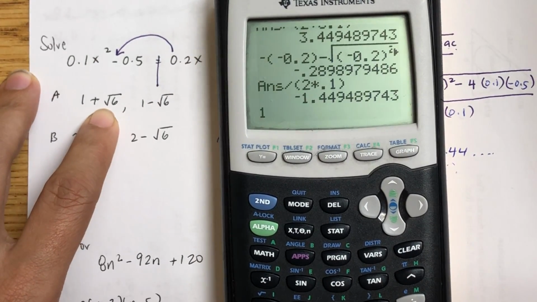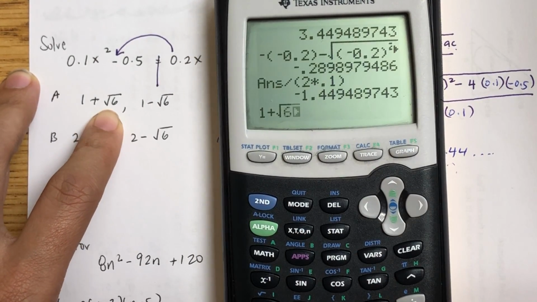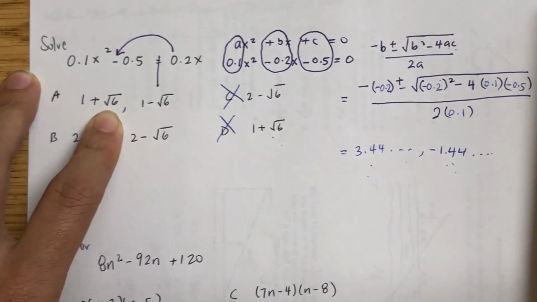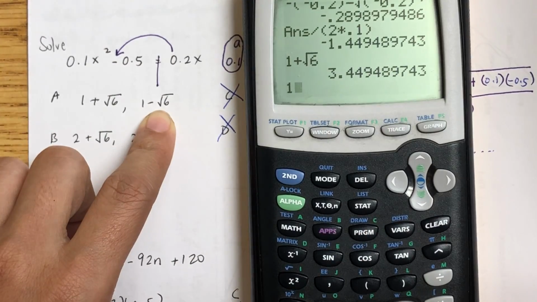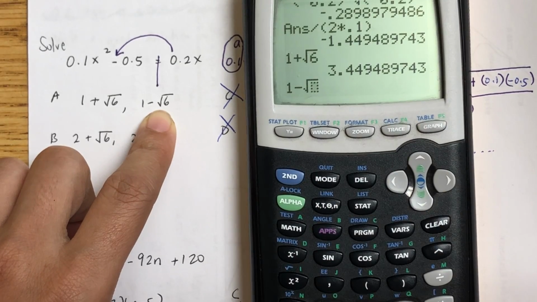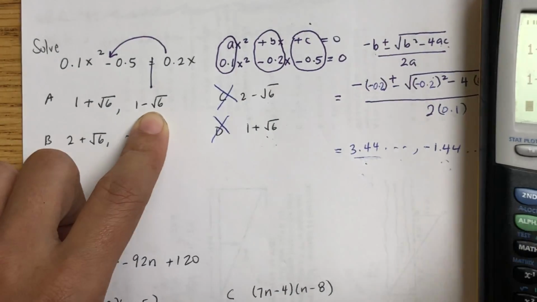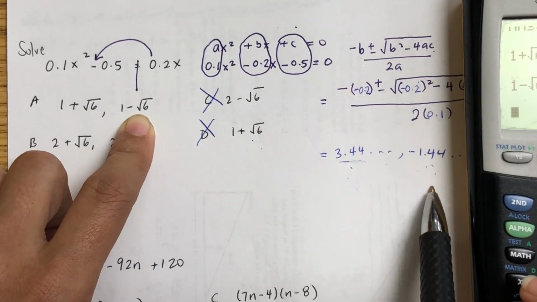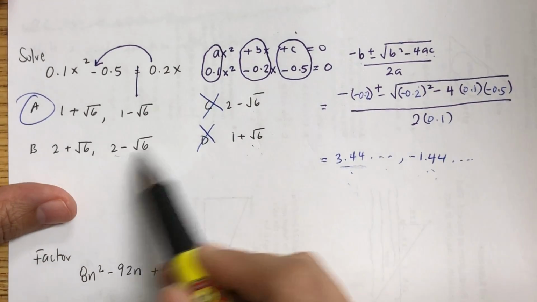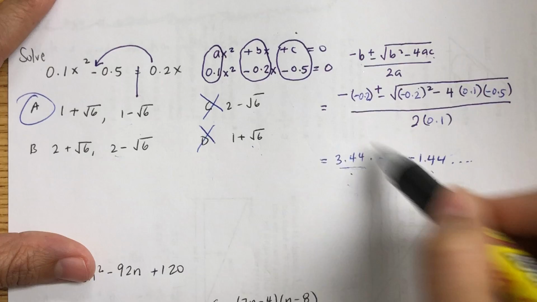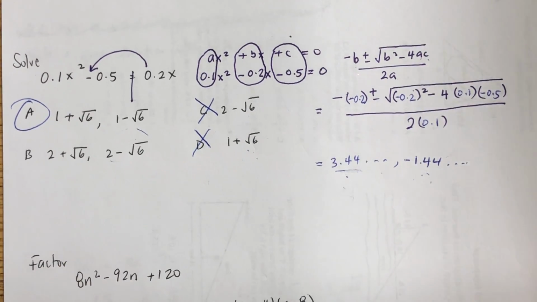So I go 1 plus the square root of 6. Enter. 3.4, is that one of my answers? Yes. Check the second one to make sure. 1 minus the square root of 6. Press enter. Was that one of my answers, negative 1.44? Yes, it was. So A is my answer. So it doesn't matter that they're doing it in simplified form. We can still use our calculator and come back.